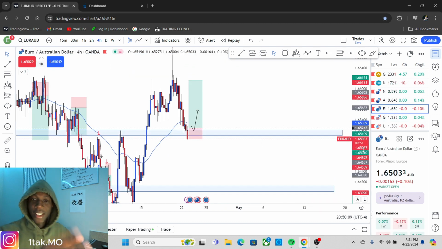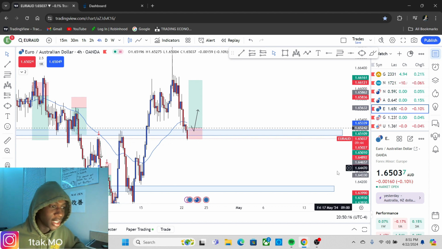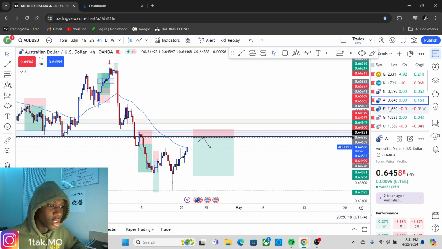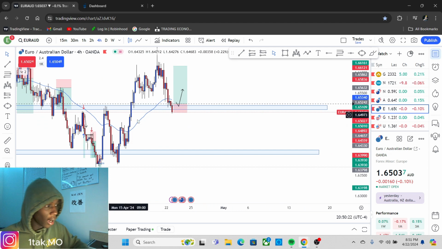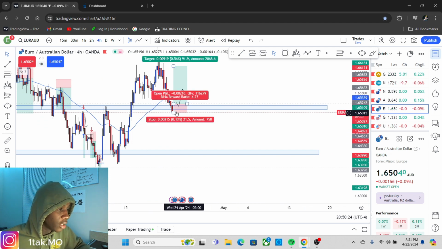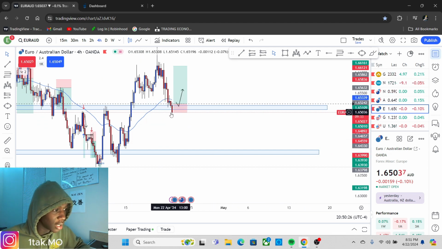Euro AUD and AUD USD are like opposites. So when one's going up, the other's going down. When one's going down, the other's going up. So as you can tell, AUD USD is going up, Euro AUD is going down. So I'm predicting that Euro AUD. Well, I'm going to wait to see how this candlestick closes.